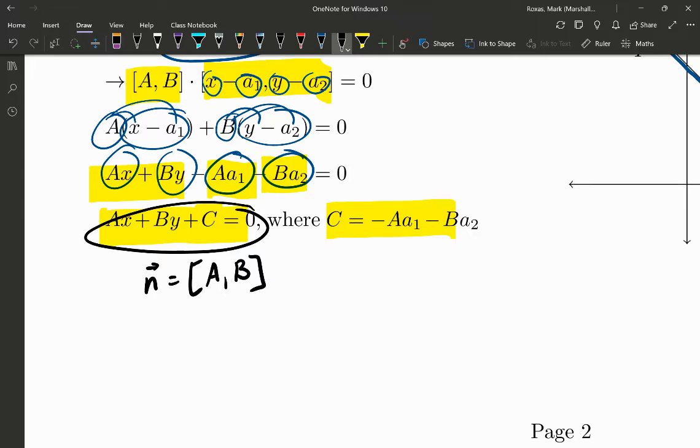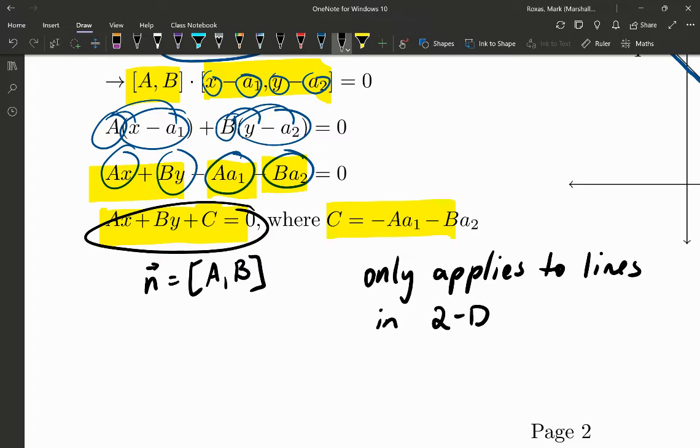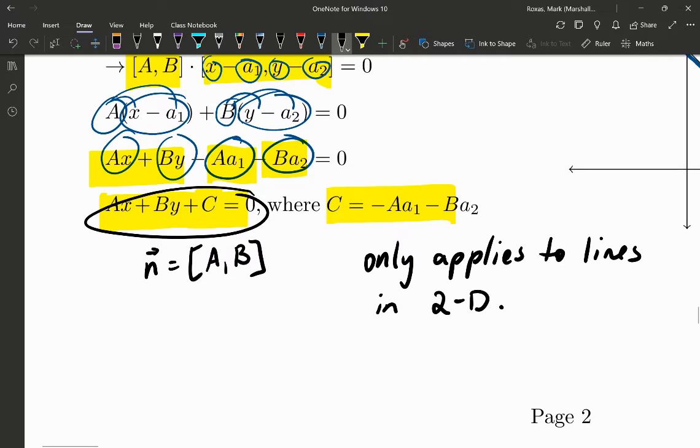Okay. Now, the most important thing about this is that this only applies to lines in 2 dimensions, right, on the xy plane, not in 3D. Okay. Vector and parametric equations of a line do apply in 2D and 3D. Okay, but scalar equations only apply in 2D.